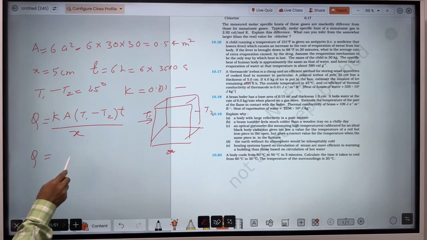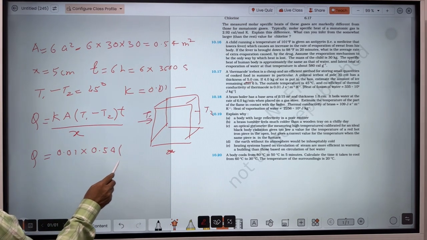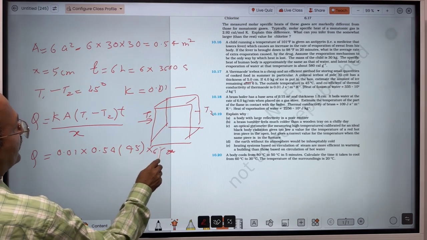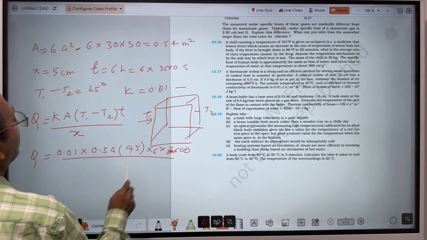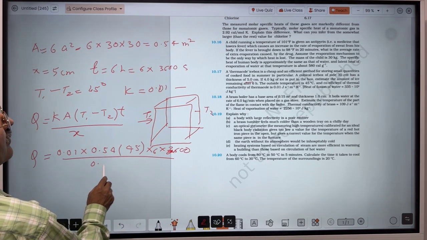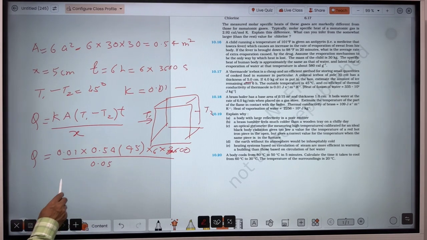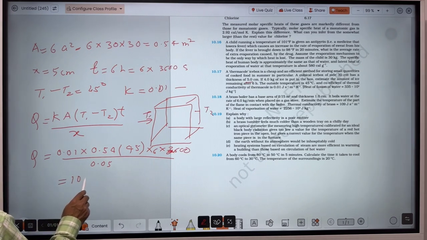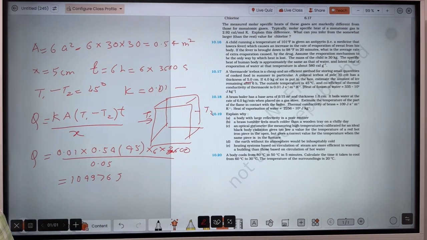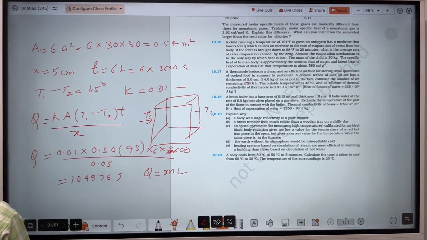So Q equal to K, value of K we can write 0.01 into area, 0.54 into temperature difference, it is 45. And then time is given as 6 into 3600, it is clear. And separation is just 5 centimeters, 0.05 meter. Now we evaluate it, this comes out to be 4976 joule, right? So this is the heat. Now as I told you, here latent heat Q equal to, we have to apply mL, and our concern is to get m.